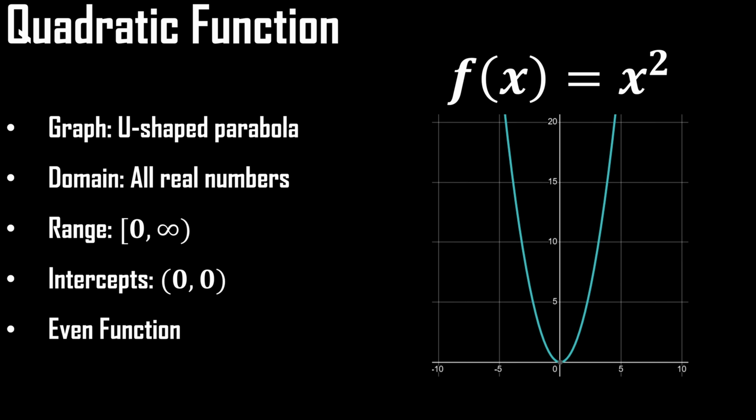Next, we have the quadratic function, which is f of x equals x squared. The graph is a U-shaped parabola. The domain is all real numbers. The range is from 0 to infinity, and the intercept is (0, 0). It is an even function. A real-world example would be projectile motion or area calculations.